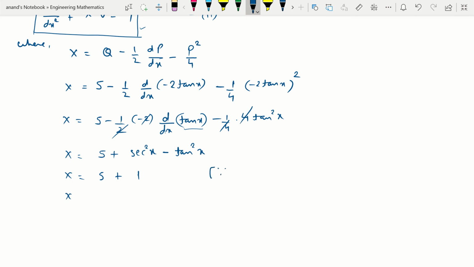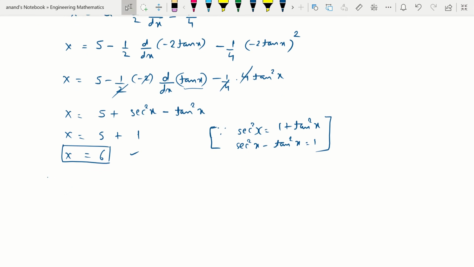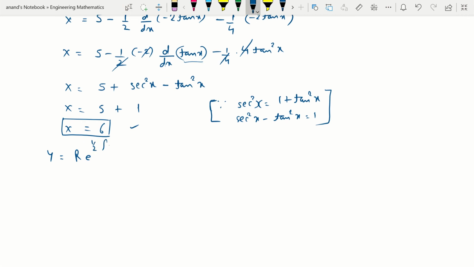Here I am writing it as sec square x equals 1 plus tan square x. So we get sec square x minus tan square x equals 1. So we get the value of capital X as 6. Now the value of y is found as e to the power half of integral P dx.